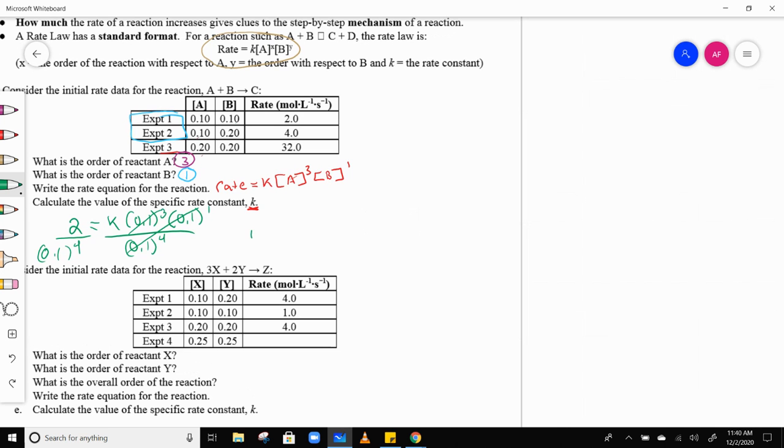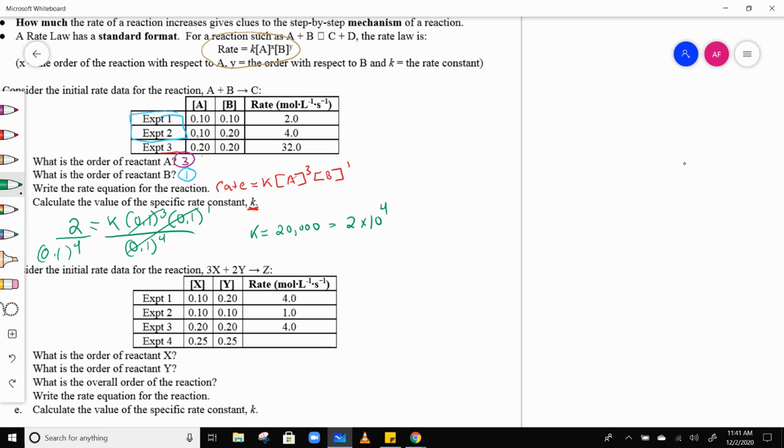So the numerical value of K equals 20,000, or 2 times 10 to the fourth. Okay, that's the numerical value. One of the very common questions is, and they always expect when you give K, you should give the units for K.